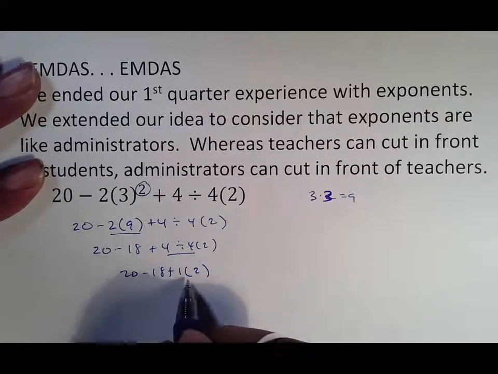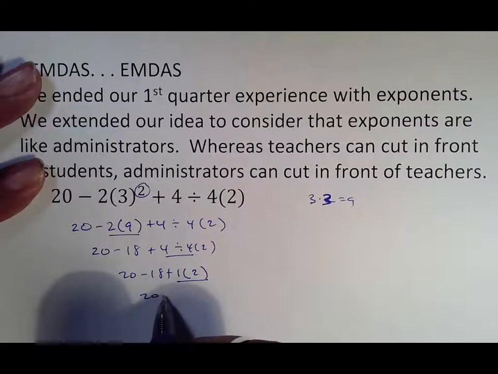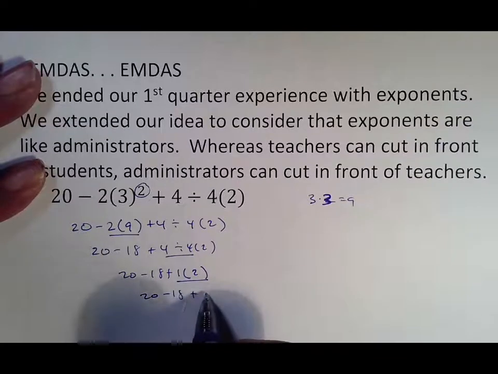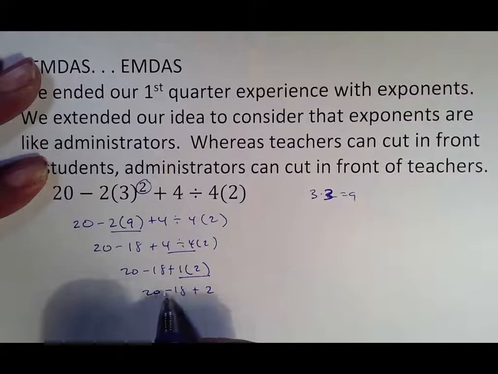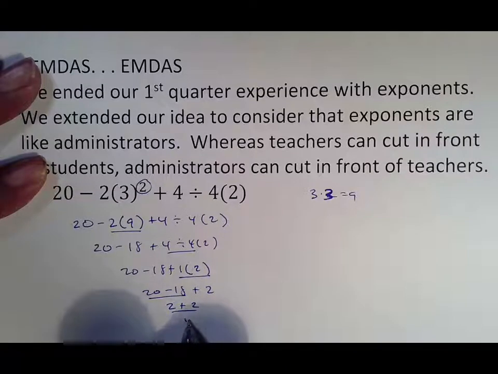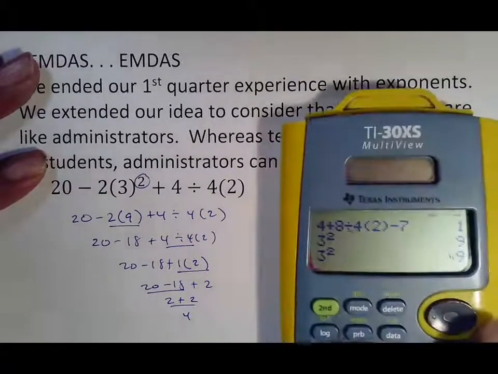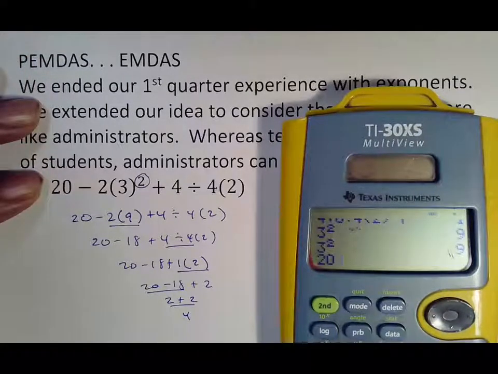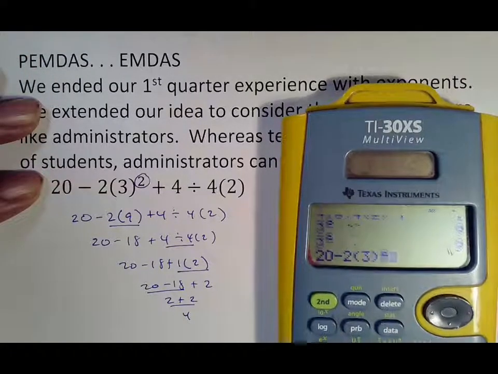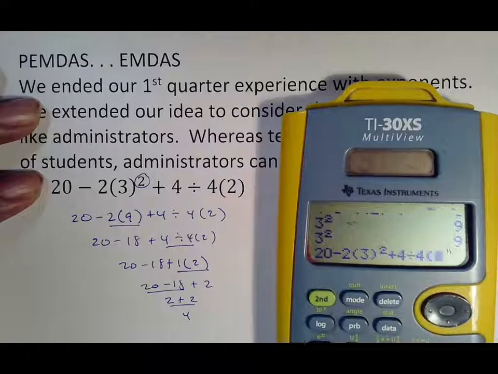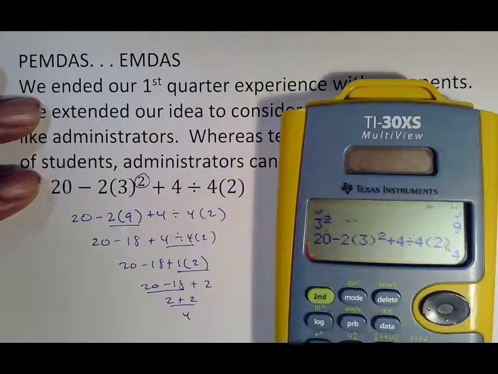Again, looking for the first teacher. 1 times 2 is it. So 20 minus 18 plus 2. Now we don't have any more teachers, so we feed the first student, which is 4. And again, your proof, which is why I like to teach you to do this stuff, plus 4 divided by 4, parentheses 2, close, equals.